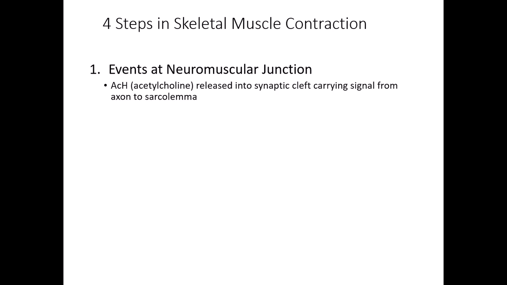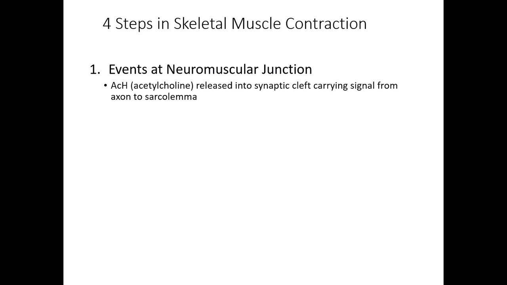Okay. So here's where we get into the physiology of what's going on to result in muscle contraction. And there are four major steps. The first one are the events at the neuromuscular junction. So we'll talk all about that. You hear neuro, meaning nerve, muscular for the muscle cell. So this is where the neuron and the muscle cell meet, and they're going to have to communicate.